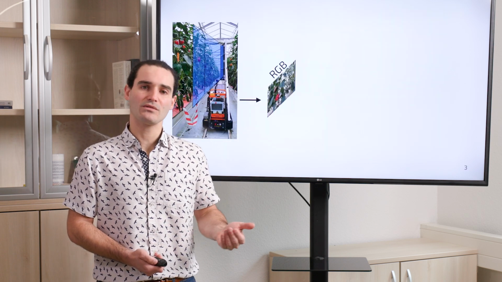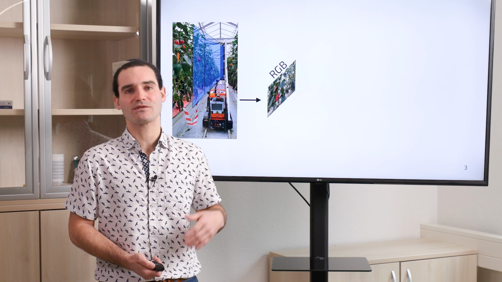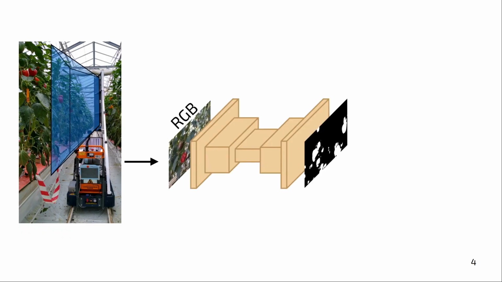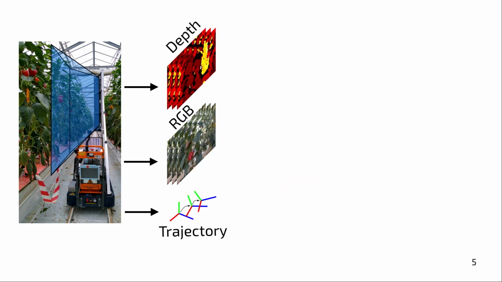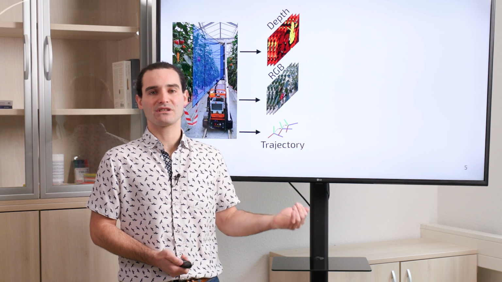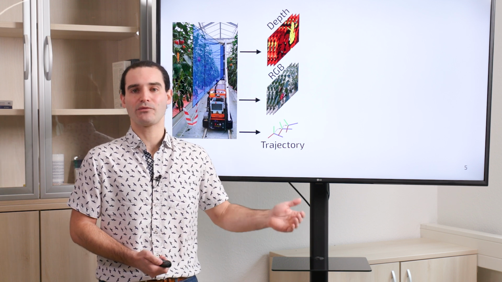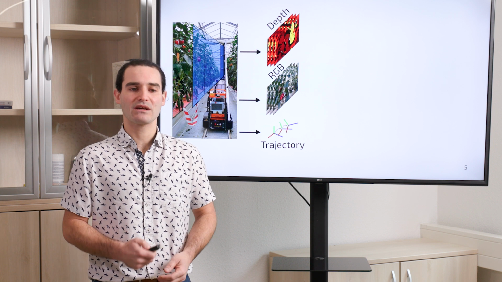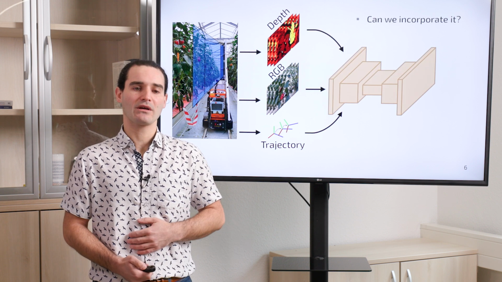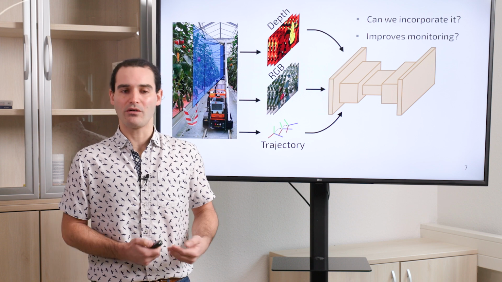The way you would usually do this is you will take images out of the sensors of your agricultural robot and you will pass it through some processing and obtain a detection like the ones that we saw in the video before. However, agricultural robots nowadays have rich spatial temporal information like videos of color images and depth images as well, giving you also an idea of the 3D structure of the scene that you're navigating through. You can also have the trajectory estimation of it so you know how the robot moved throughout time. So the question is, can we incorporate all of this into a neural network, and would this improve monitoring overall?